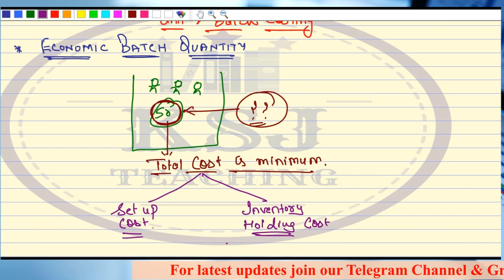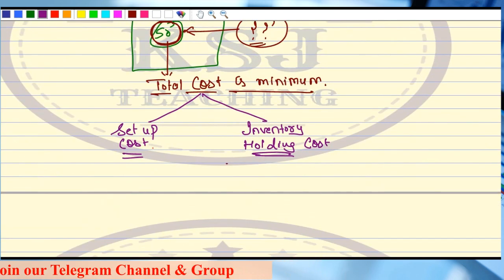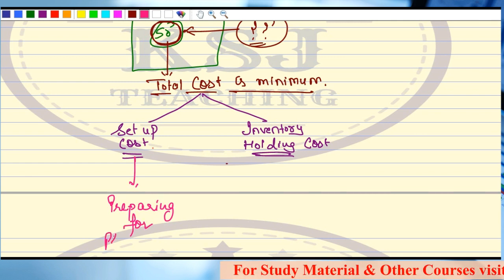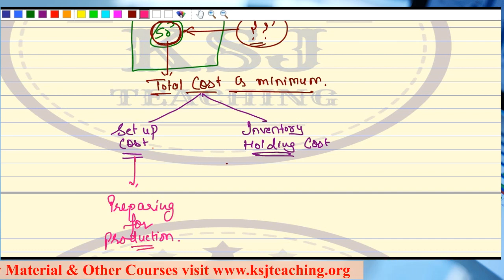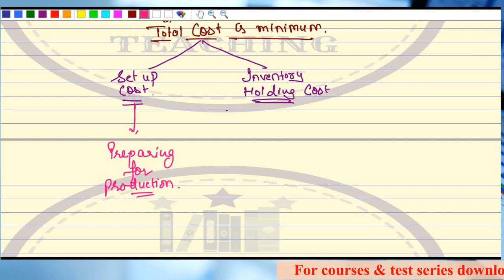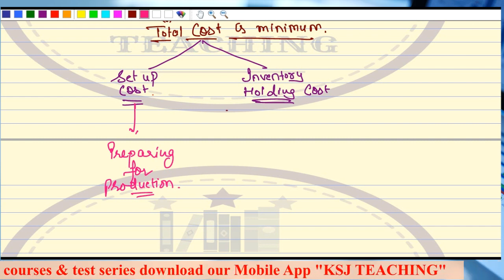Setup cost is preparing for the production run. Setup cost means preparing for production, right? So every time you have to process a batch, you will have to incur the setup cost. You have to prepare your tools, you have to clean your machinery, right? You have to prepare for the production. That is called my setup cost.